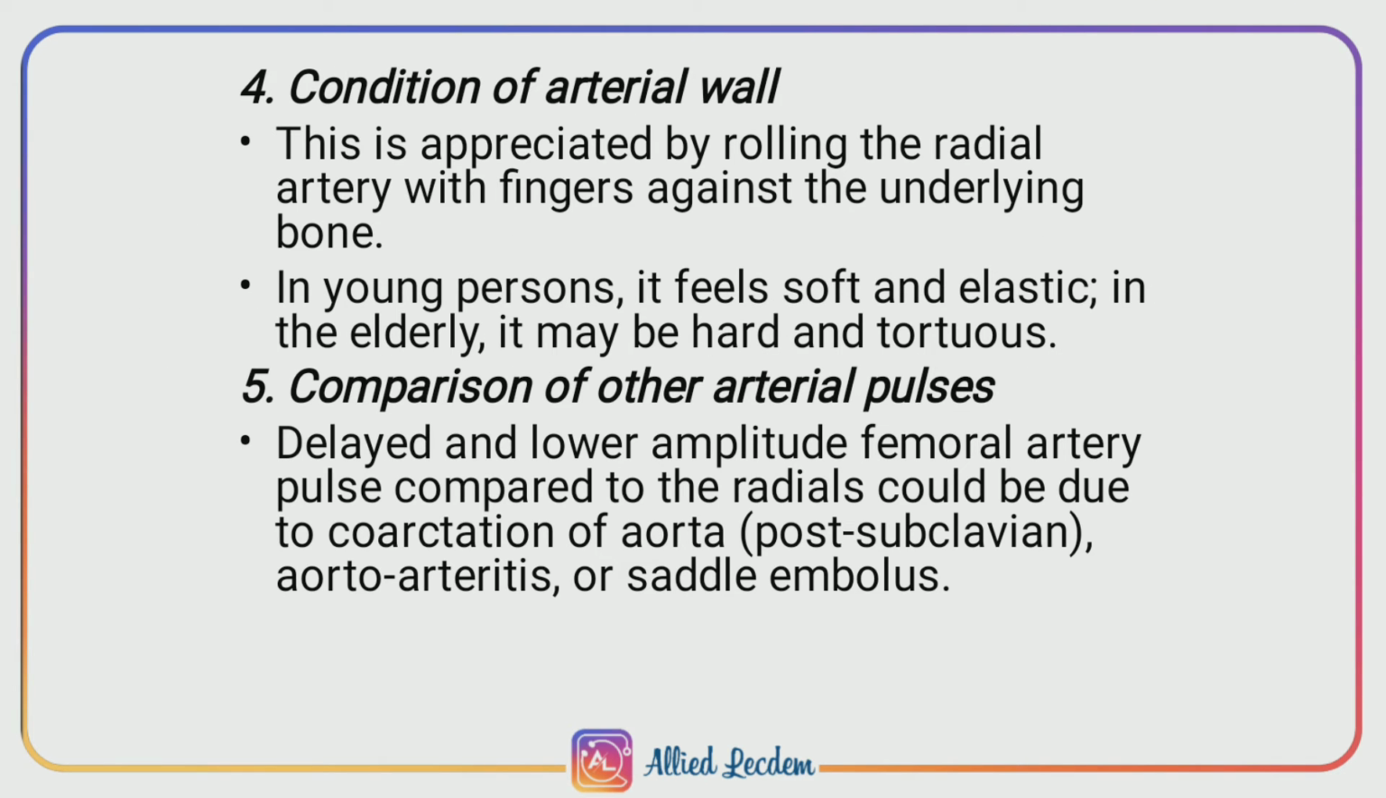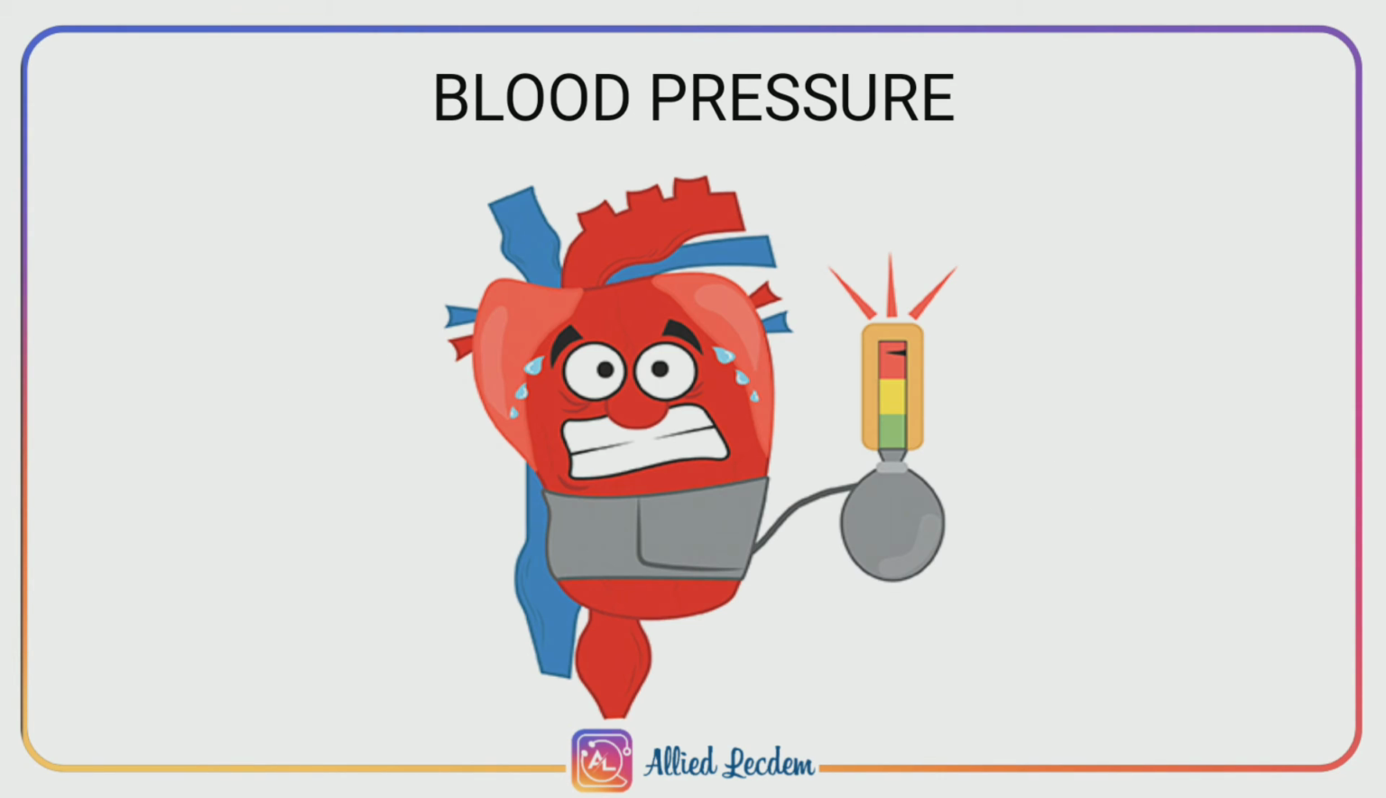Condition of arterial wall. This is appreciated by rolling the radial artery with the fingers against the underlying bone. In young persons, it feels soft and elastic, while in the elderly, it may be hard and tortuous. Comparison of other arterial pulses. Delayed and lower amplitude femoral artery pulses compared to the radials could be due to coarctation of aorta, aortoarteritis, or a saddle embolus. Blood pressure.